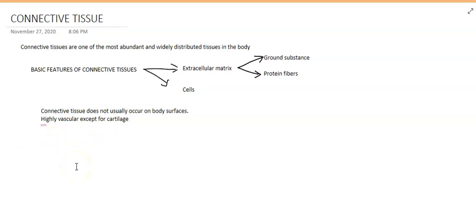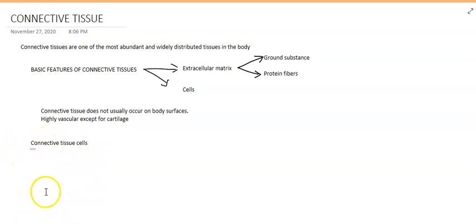Another feature of epithelial tissue was that it has its own nerve supply. Similar to that, connective tissue also has its own nerve supply, except for cartilage. So cartilage is a type of connective tissue which doesn't have a nerve supply or blood supply.